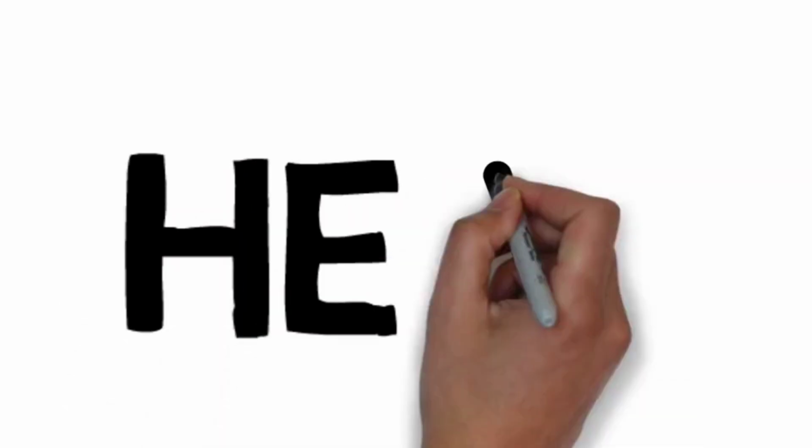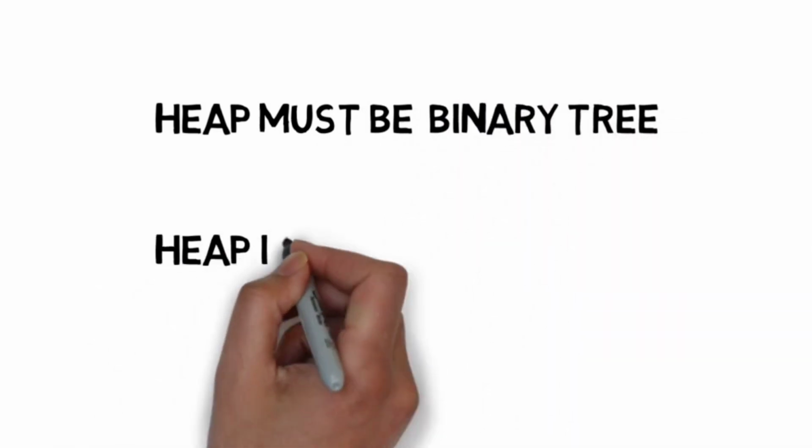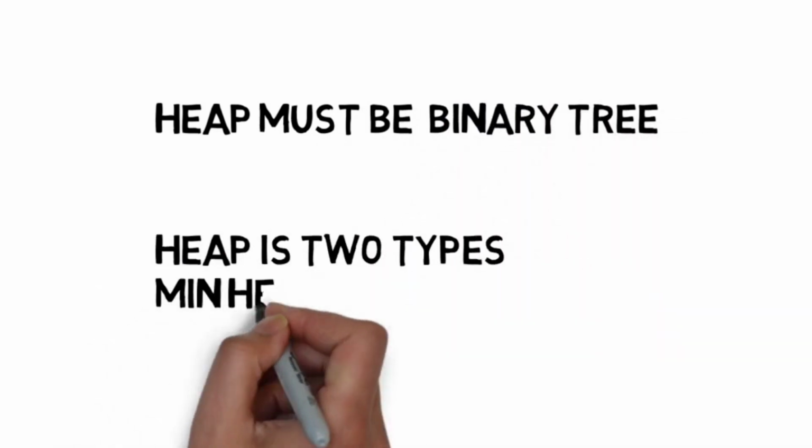Today we are going to talk about heaps. What is a heap? A heap is a complete binary tree. Heaps are of two types, min heap and max heap.